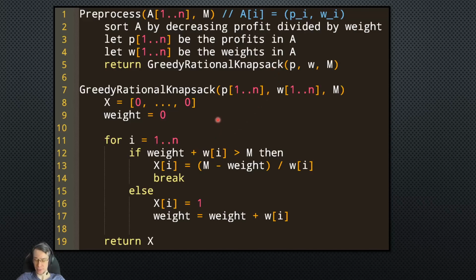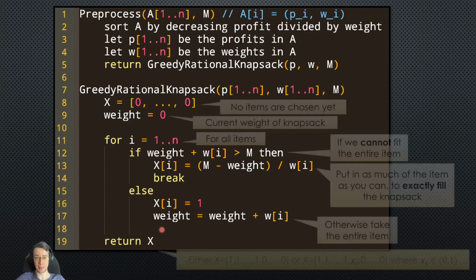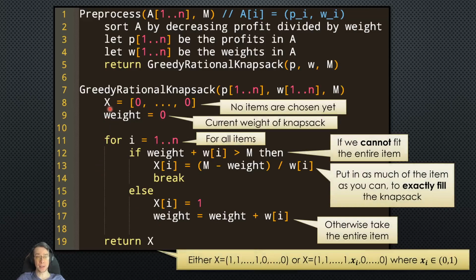Now, I have some annotations for greedy rational knapsack, so I'll bring those up. So x is going to be our sequence of x1 up to xn. These are the fractions of items that we're actually choosing to place into the knapsack, and initially no items are chosen. Weight is going to be the current weight of our knapsack, and for all items, we're going to check, can the item plus our current weight, whatever the bag currently holds, plus the weight of that item, can that fit into the bag, or is that too big to fit into the bag? So if it's greater than m, it's too big to fit into the bag.